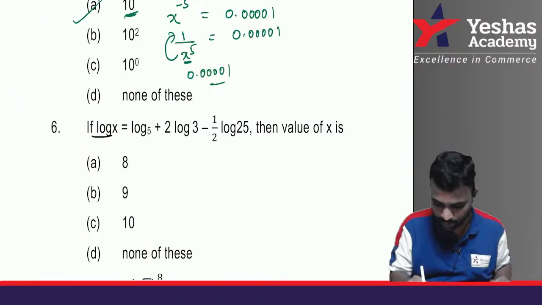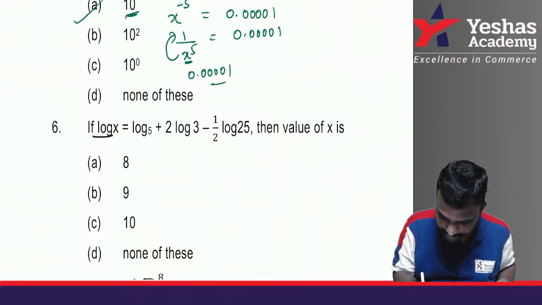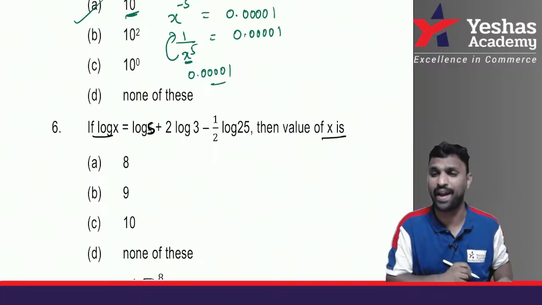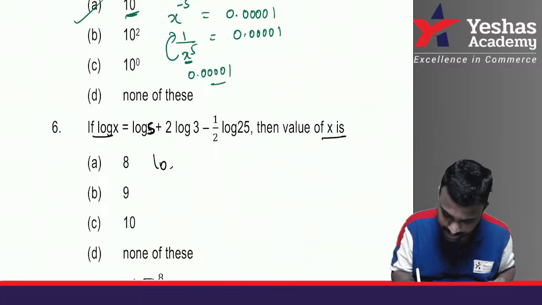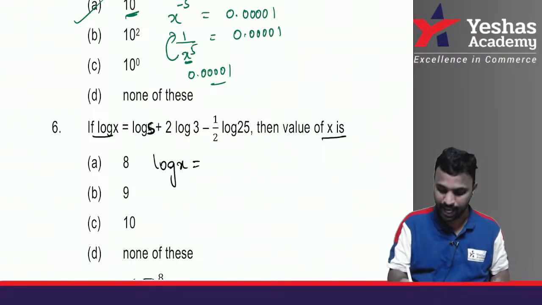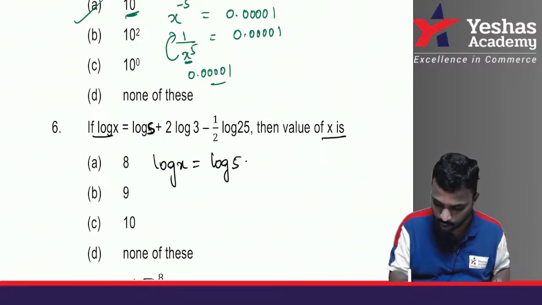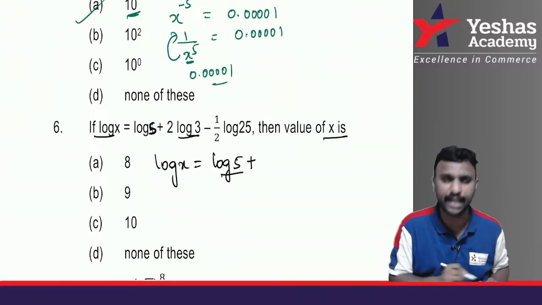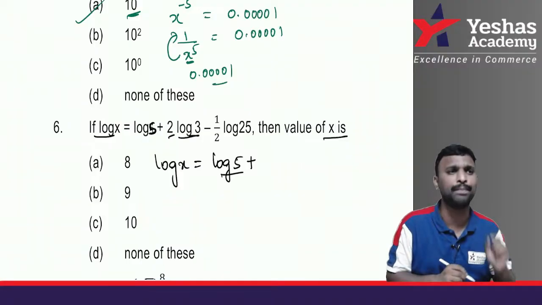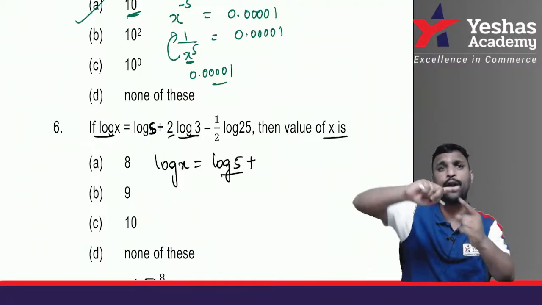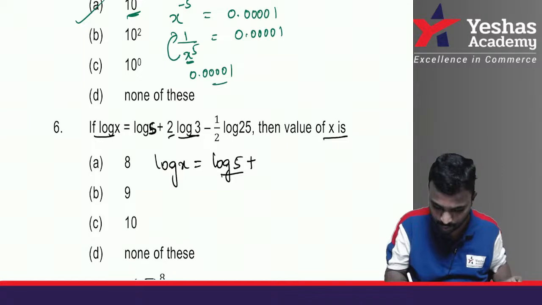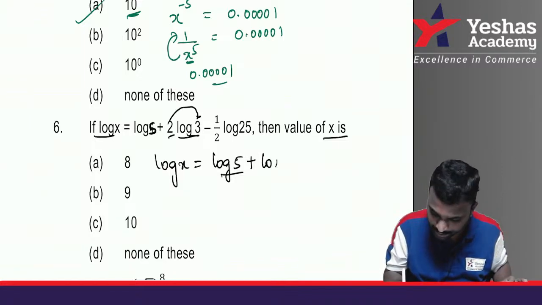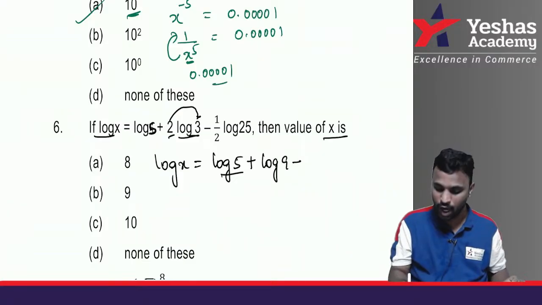If log x is equal to log 5 plus 2 log 3 minus 1 by 2 log 25, the value of x is. Guys, look at this, it's log x on the left hand side. On the right hand side, you have log 5, which is already simplified. Now 2 log 3: the multiplier associated with a log can always be written as a power. Yes or no? 2 will go as a power. It becomes log 3 square, which is nothing but log 9 minus log 25.